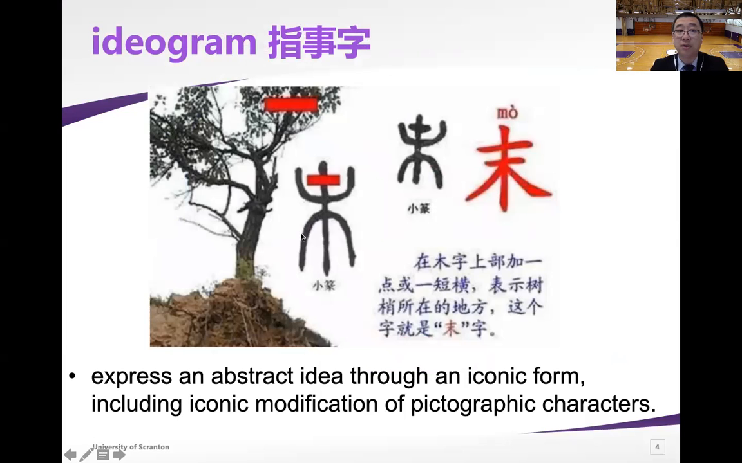Now, this is the second type. It's called ideograms. We know that this red part, that's mu, that's wood. But if I use my finger to point to the top part of the wood, of the tree, I mean, I'm referring to this part of the tree. It means the end. So the pronunciation is mo. Now, that's ideogram. It expresses an abstract idea through pointing out to either the shape or the sound or something like that through an iconic form.